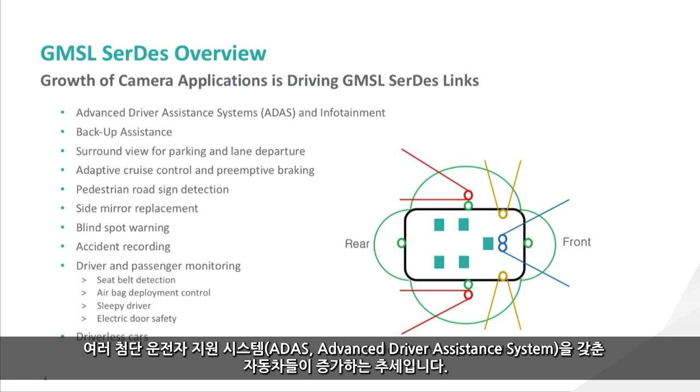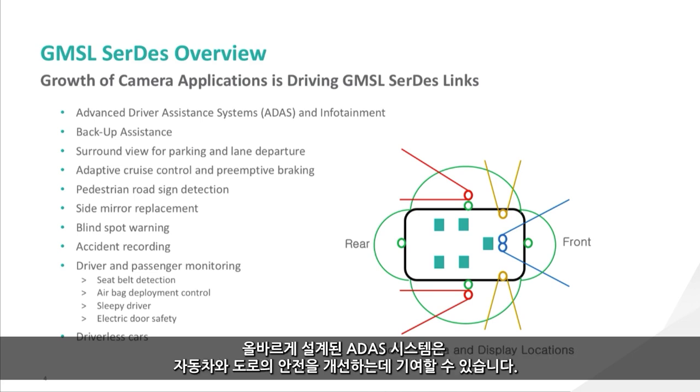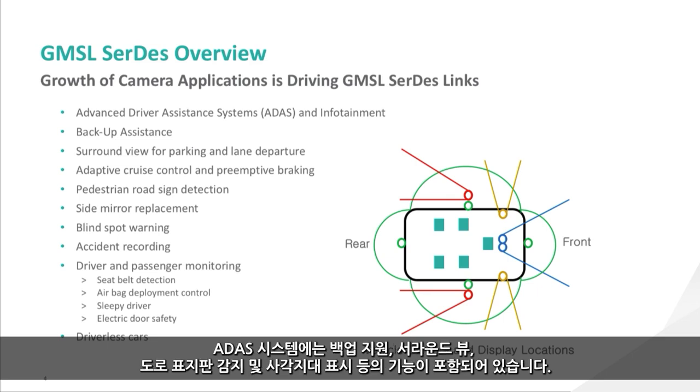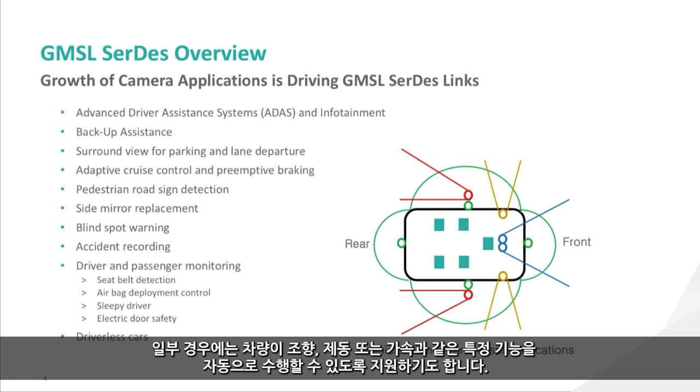There is an increasing trend in cars equipped with multiple Advanced Driver Assistance Systems, or ADAS. ADAS systems, when designed correctly, improve car and road safety. ADAS systems include backup assistance, surround view, road sign detection, blind spot indication, and more. In some cases, vehicles can take over certain functions such as steering, braking, or accelerating automatically.